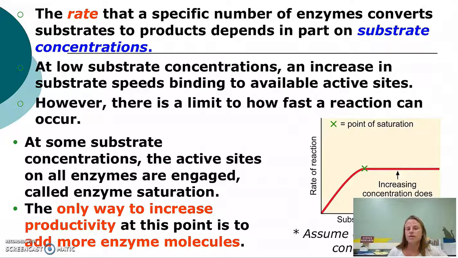Enzymes are proteins. Because they are proteins, they need to maintain their shape in order to do their function. That shape, however, can be influenced or affected by external components such as pH, temperature, substrate concentration, enzyme concentration, and salinity. All of those external factors can play a role in the effectiveness of an enzyme's ability to speed up a reaction. So the rate at which a specific number of enzymes converts substrates to products does depend on the substrate concentration.